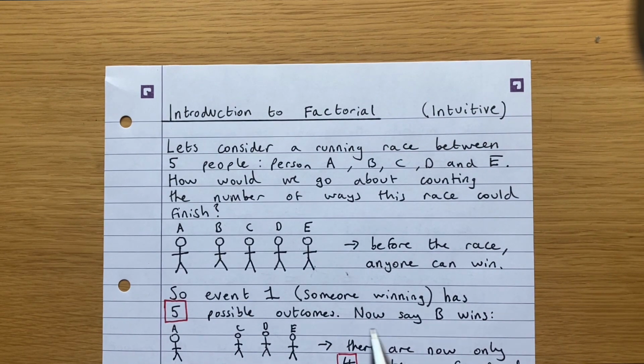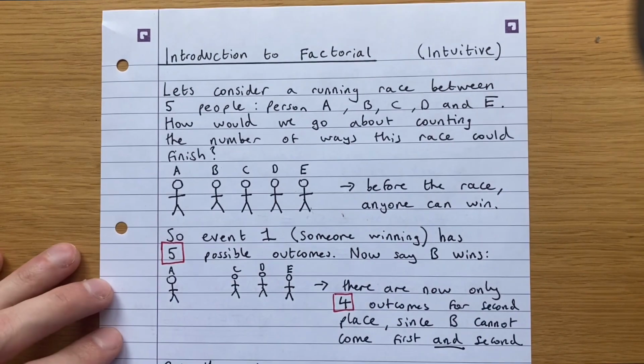So if we think back to our last video, and when we were listing outcomes and counting possible outcomes, there are 5 possible outcomes for somebody to win. It could be A, B, C, D, or E. So that's event 1, we could look at it as, or task 1.